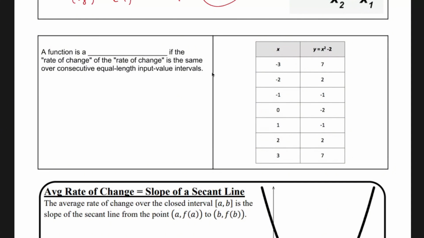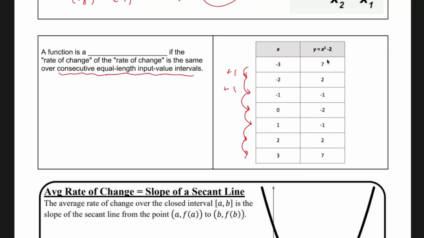change of the rate of change is the same over consecutive equal length input value intervals. This is an absolutely terrible phrase that you will see on multiple choice questions all the time. Consecutive equal length input value intervals. I can't even get it right. What does that mean? Input is the x. So if you notice, all of these go up by 1 every single time. So that would mean consecutive equal length input value intervals. The fact that each of these go up by 1 every single time makes that the case.